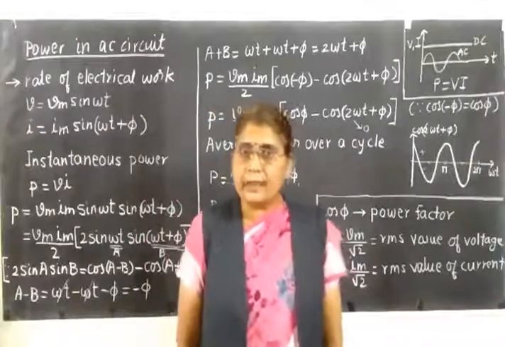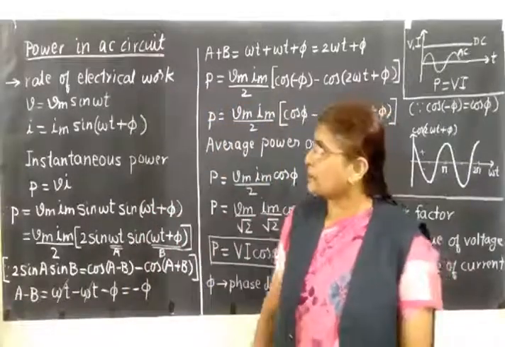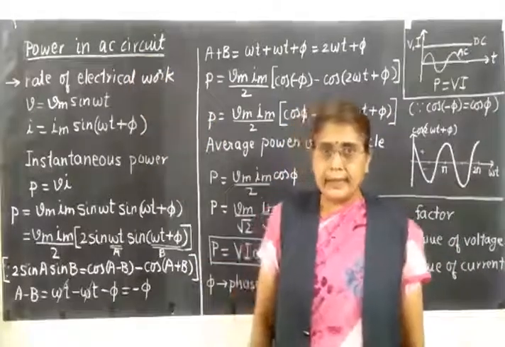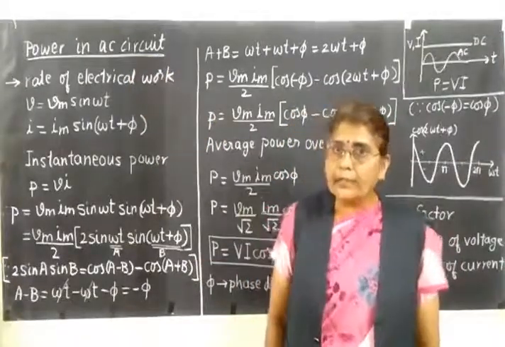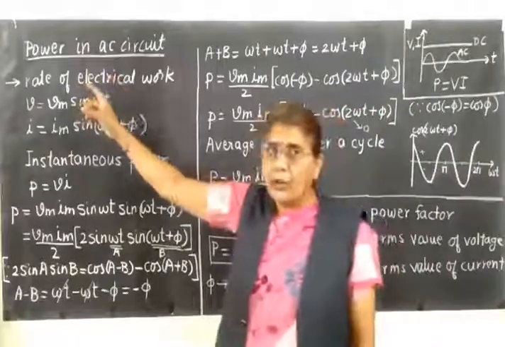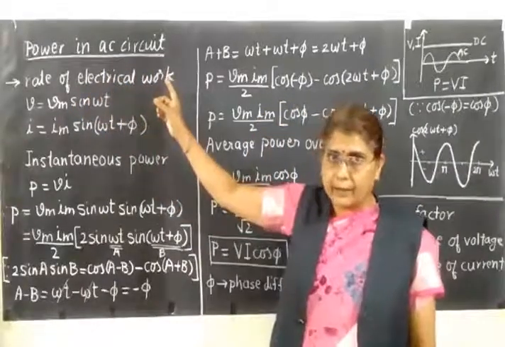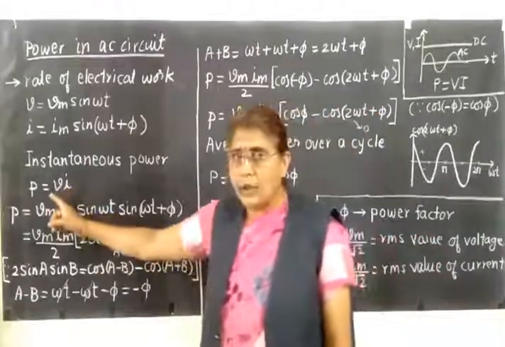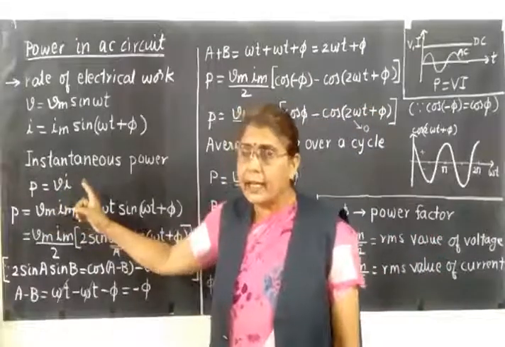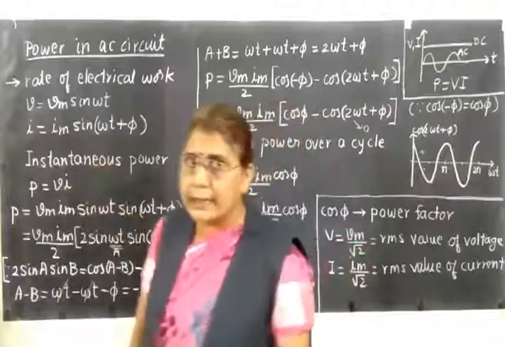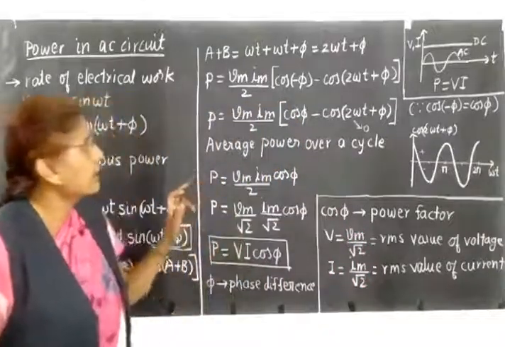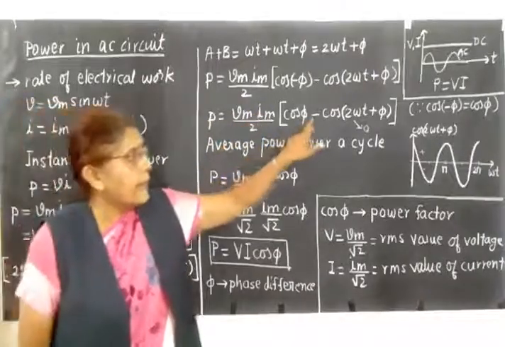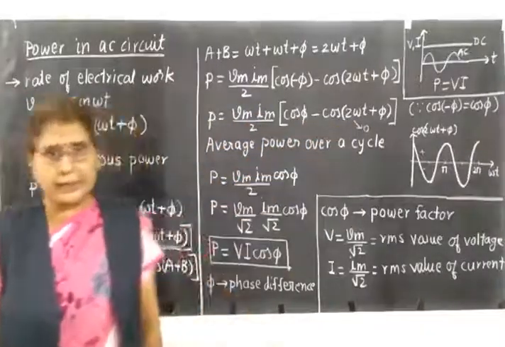So let us revise the points we have done now. First, we have defined the power in an AC circuit. Power is defined as the rate of doing electrical work. Then the instantaneous power is given by the product of instantaneous voltage and current. And we have shown that this instantaneous power is given as Vm Im upon 2 [cos phi minus cos of (2 omega t plus phi)].